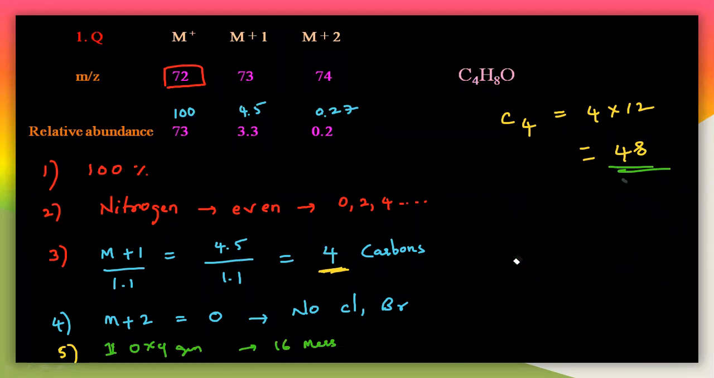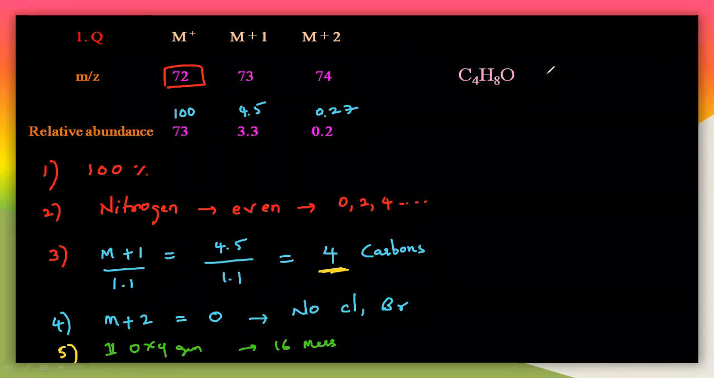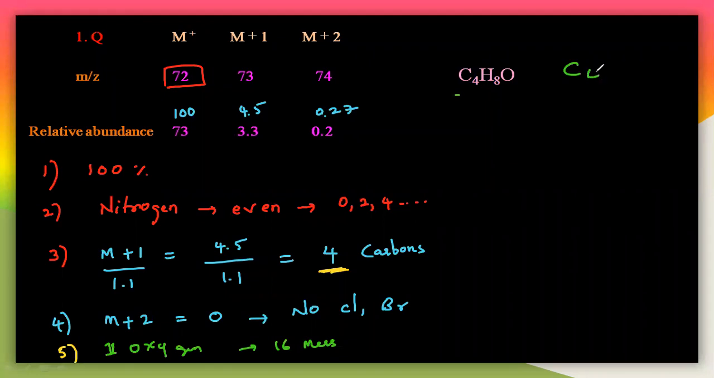So see here. Till now we have confirmed that this particular sample is having C4O. C4 is confirmed, oxygen is also confirmed. That is 4 into 12, that is 48, and 1 oxygen, 1 into 16, and you will get 64 here. See here, 64 here. Now you can easily understand this.